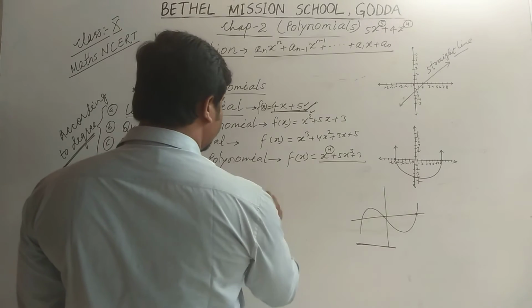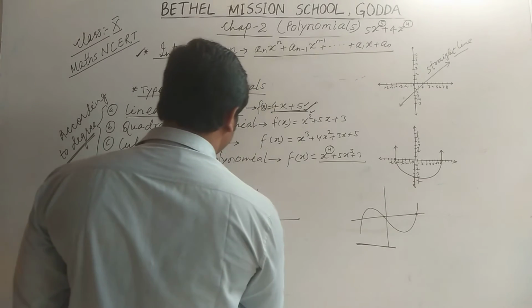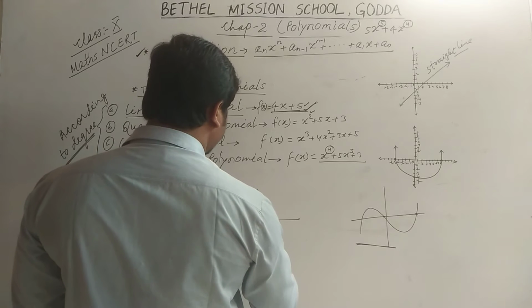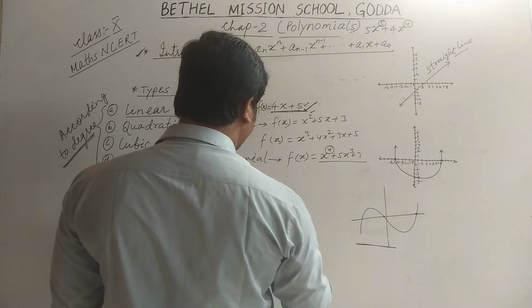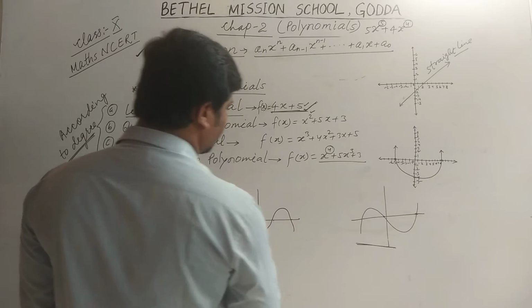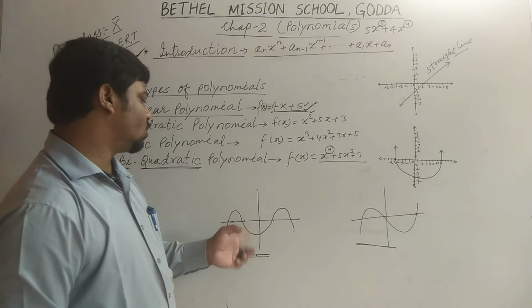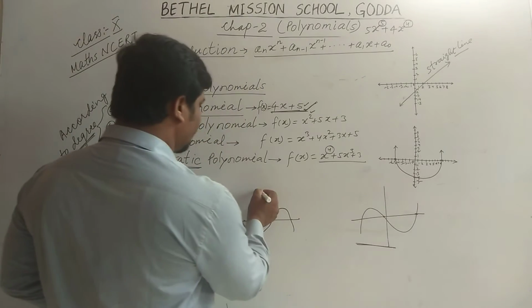A biquadratic polynomial means the line, the curved line, will intersect the x-axis at 4 points. 1, 2, 3, 4. So by this graph you can understand this shows a biquadratic polynomial.